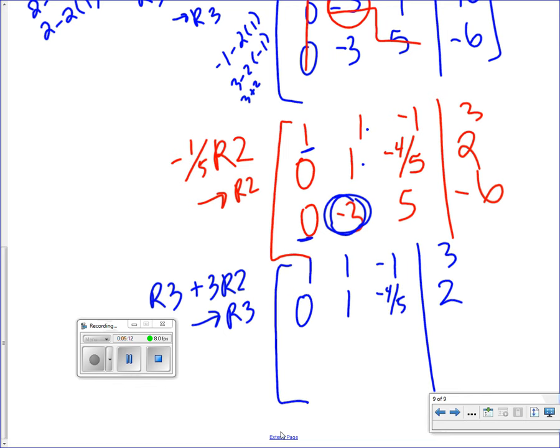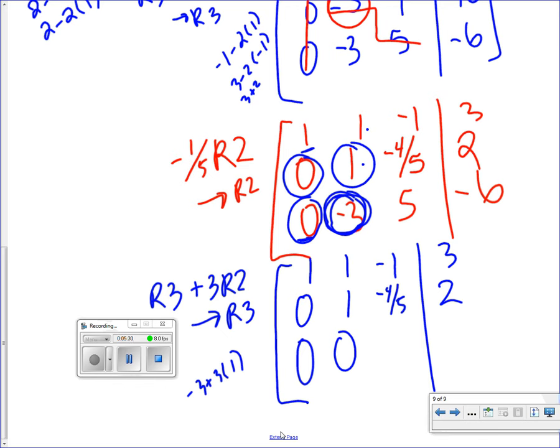Row 3, I'm going to take the value in row 3 and add 3 times row 2. So 0 plus 3 times 0, still 0. Negative 3 plus 3 times 1, that's 0. 5 plus 3 times negative 4/5.